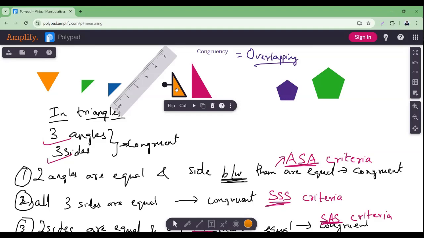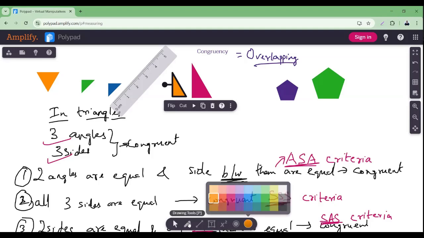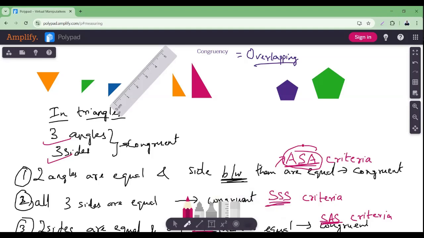But understand, congruency means they're exactly overlapping, one on top of the other, and everything is matching. Side, angle, everything is matching. Even though the necessary criterion is 3 only, the rest of the things will also match. For example, I have this ASA. If this is satisfied, then the 2 other sides as well as the other angle, all of them will be equal. This was a necessary condition, but after that, the rest of the things also are the same in those triangles.